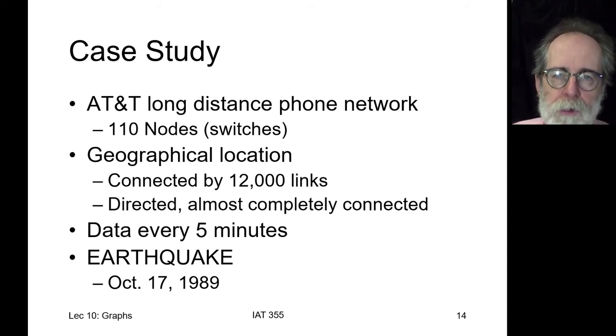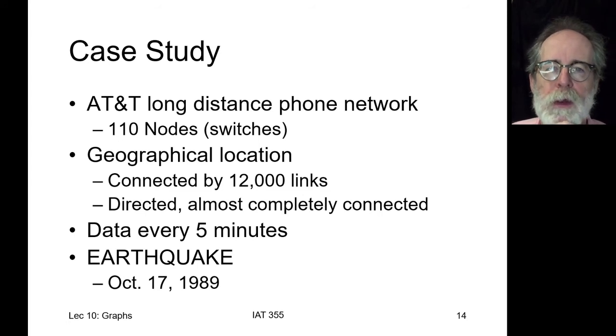It's a directed graph. And it's directed because the flow outward is not equal to the flow inward between two switching offices. And this case study got data every 5 minutes, and as the boldface, or at least all caps thing at the bottom says, there was an earthquake in San Francisco in 1989, and what this case study does is show the long distance network's response to that.